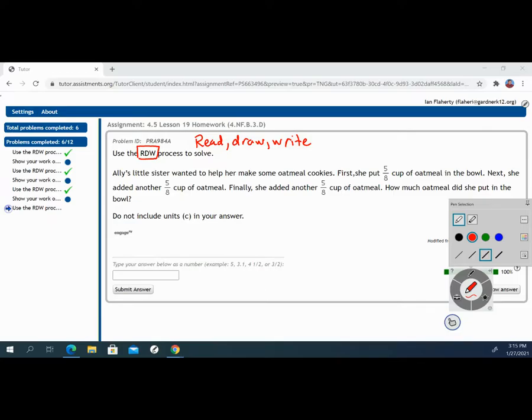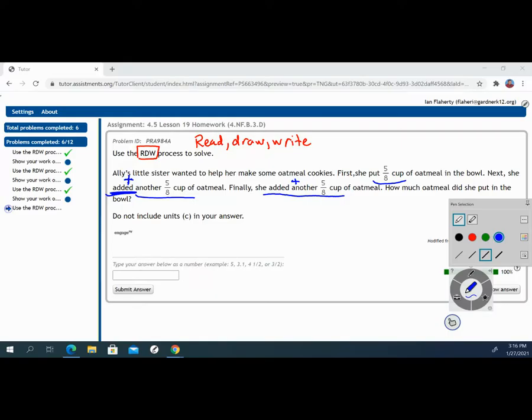All right, so let's start with R for read. Let's read our question and see what is there. Allie's little sister wanted to help her make some oatmeal cookies. First, she put 5/8 cup of oatmeal in the bowl. Next, she added, so I like that word, that tells you I'm going to add these together, another 5/8 cup of oatmeal. Finally, she added another 5/8 cup. I like this because this wasn't a tricky word problem where I couldn't figure out what they wanted me to do. I could just see it and figure it out easily. Okay, how much oatmeal did she put in the bowl?